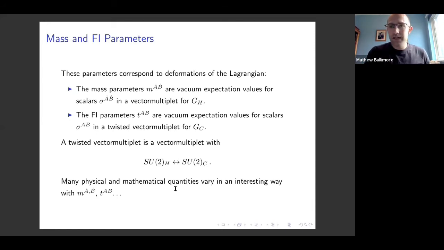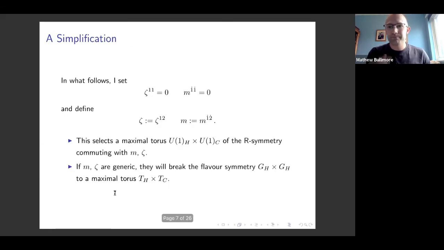So I'm not going to try to do that in general. You see, there's all these indices going about. There's three masses and there's three Fi's. So I'm going to look at a particular slice of the problem, basically. So I'm going to simplify it.